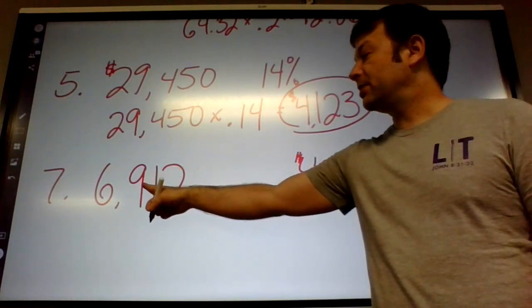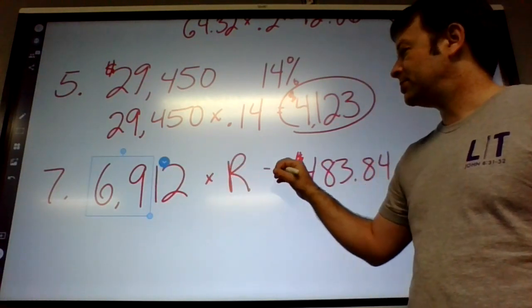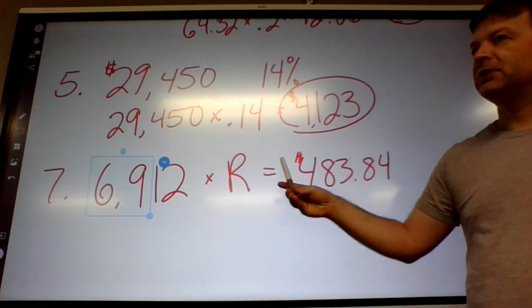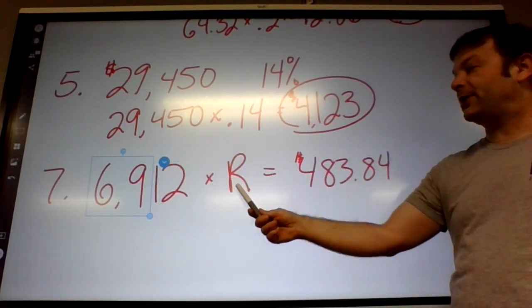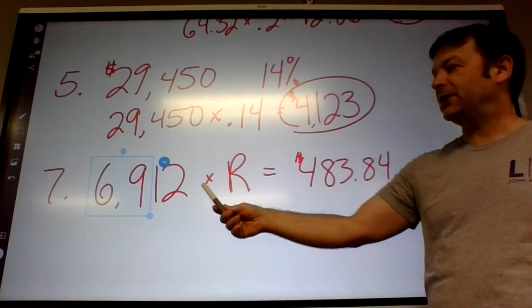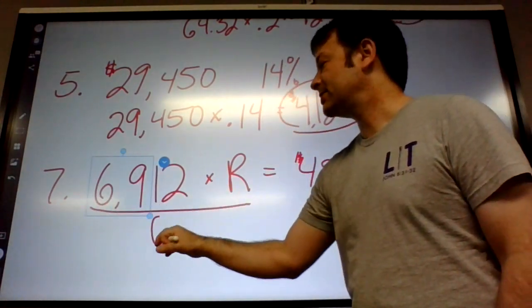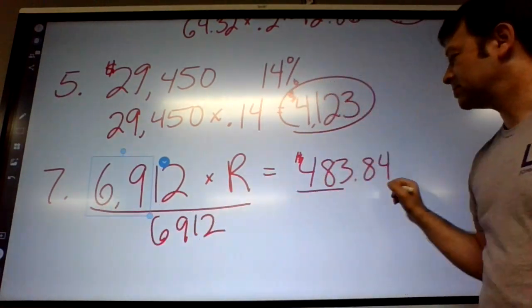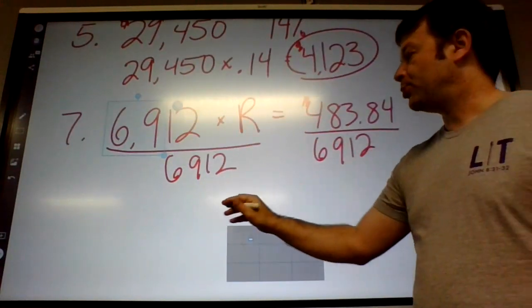So this times the commission rate should equal this, right? If this times this should equal this, how do we go backwards and figure out what the rate must have been? Divide. To get rid of a multiplied value, we need to divide by $6,912. Okay, 0.07.